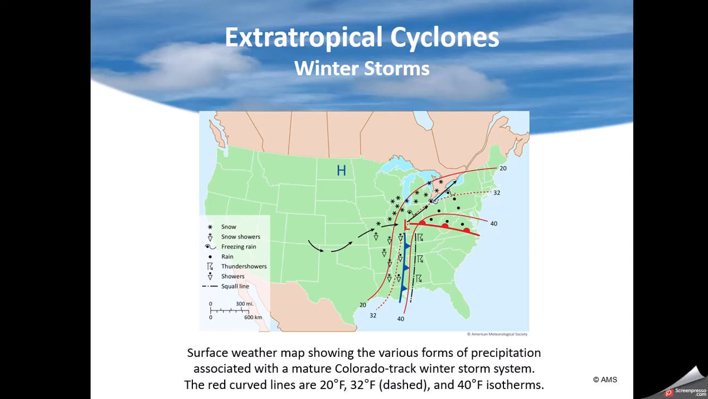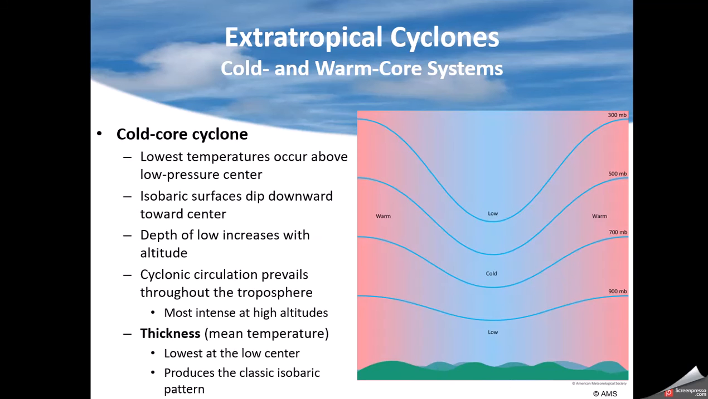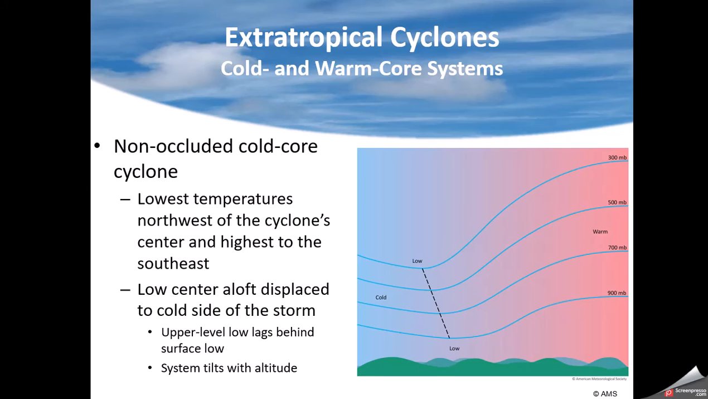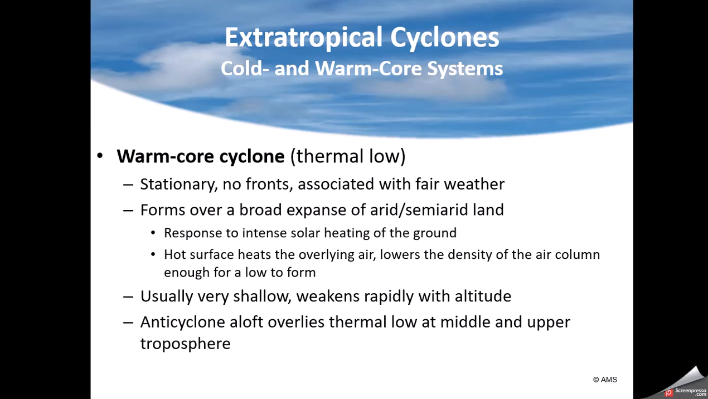And here is just showing all of that with a winter storm. Again, extratropical cyclones, they're cold core. They get colder the further up you go, and the thicknesses are lower to the west of that low. So that is a major difference from tropical. Here's a non-occluded cold core. You see how they slope back to the west.